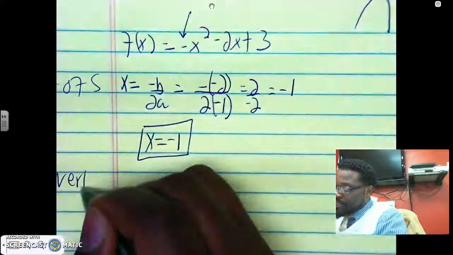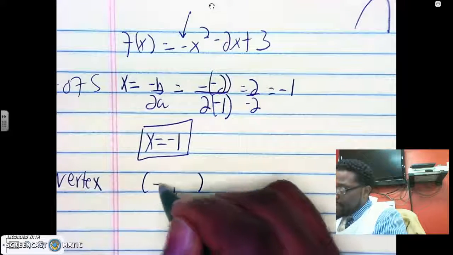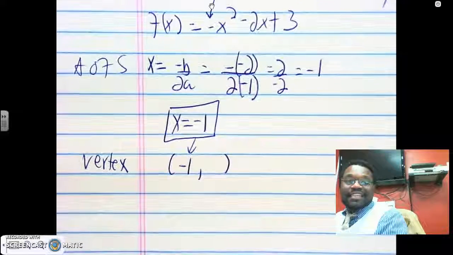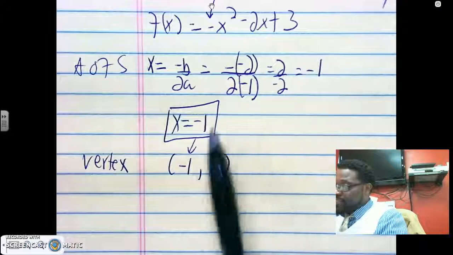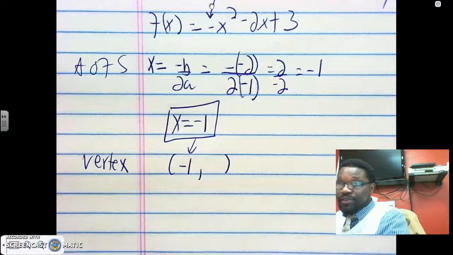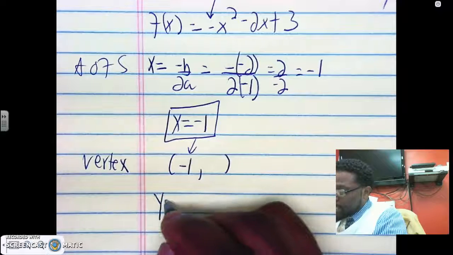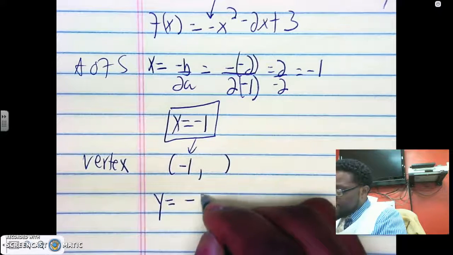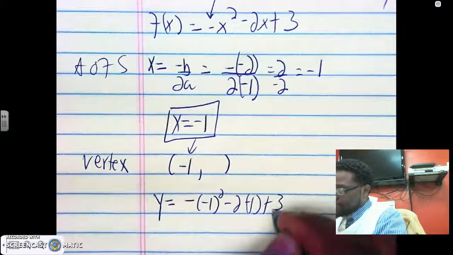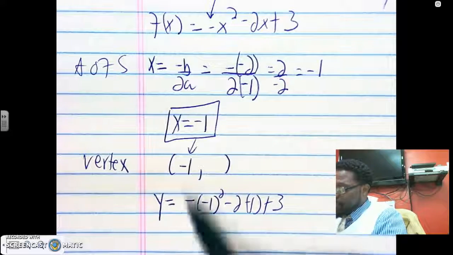Vertex is next. Vertex is a point, and you find it by taking the x, substituting it in there, so your axis of symmetry, and now we need to figure out the y. It's not the y-intercept, it's just simply the y coordinate for this point. So I'm going to take negative 1 and substitute it in for x everywhere I have an x. And so, remember, f of x and y mean the same thing.